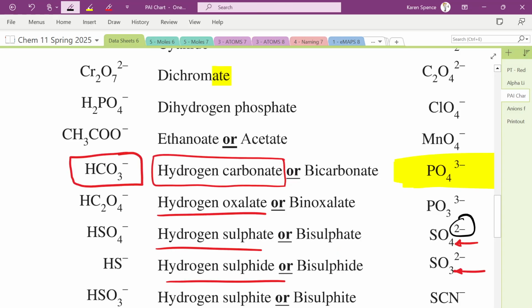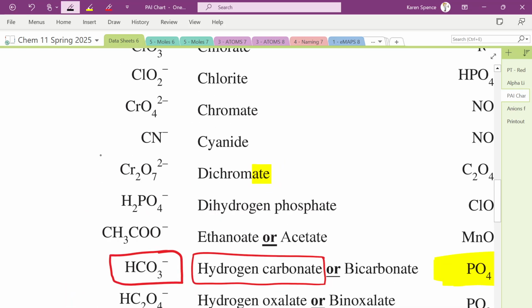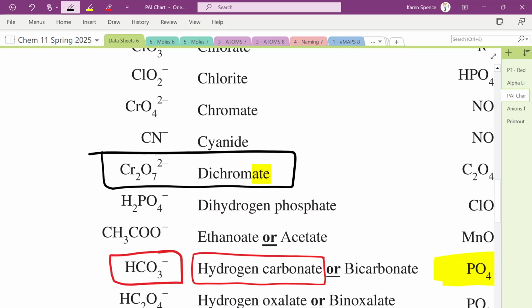Okay, so we look under D for dichromate. There it is. Dichromate, Cr2O7 2 minus. Alrighty?